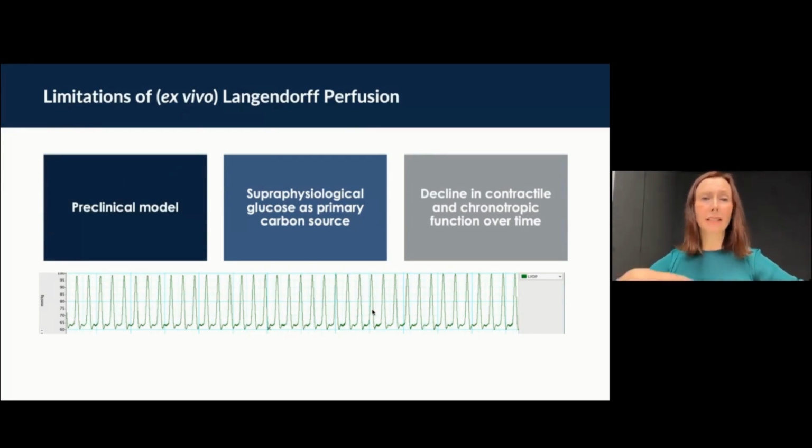The second limitation is that it's a supraphysiological glucose solution that is being used to energize the heart. Am I okay with this? That's a yes and no, depending on my biological setting. And the last one that is a limitation is obviously the progressive but slow decline in contractile and chronotropic function over time. Am I okay with this? I'm okay so long as I make adjustments that are appropriate so that it doesn't impact my outcomes for my following experiments. Or if I do decide to take that, then I need to have appropriate controls. So with all of that in mind, I'm pretty happy to proceed with ex vivo Langendorff perfusion in my setting.